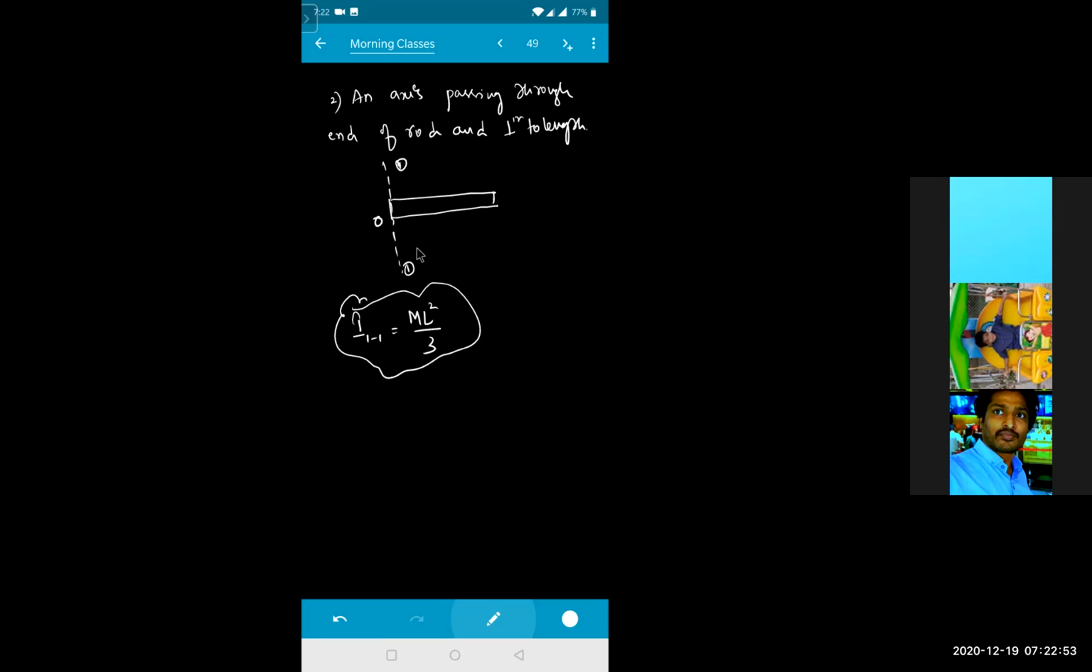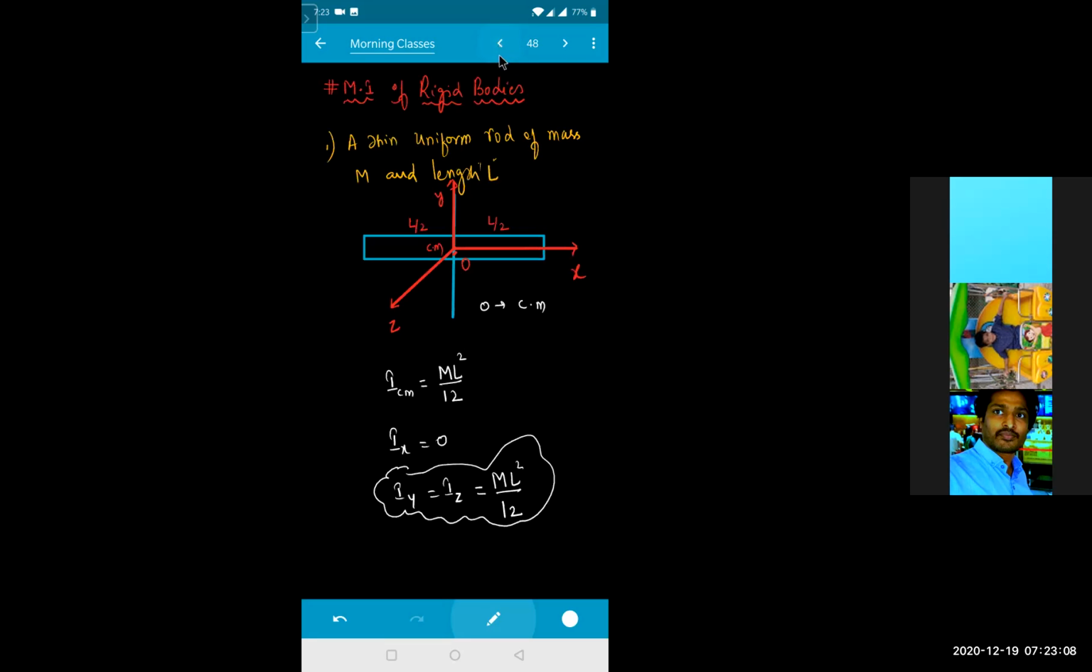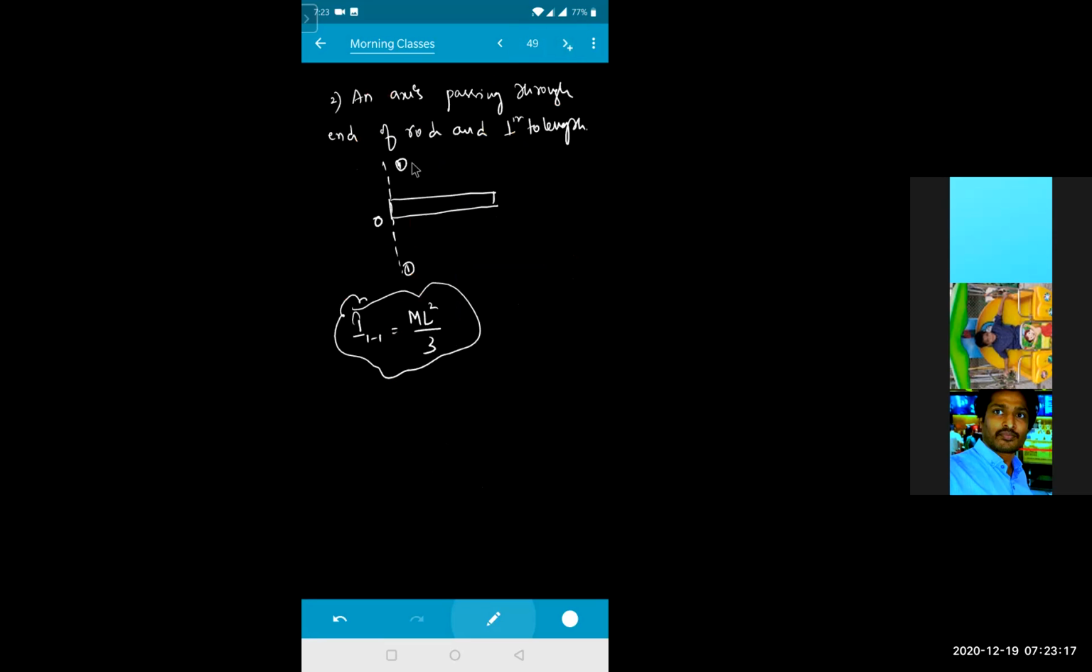About one end, the moment of inertia about one end. If this axis is passing through one end of the rod, then the moment of inertia for this one will become ML square by 3. That is the relation. Very important. We'll do the derivations of this one also, don't bother. But right now you see: the moment of inertia of a thin rod if the axis is passing through the center is ML square by 12, and if the axis is passing through one end, the moment of inertia is ML square by 3. Clear?